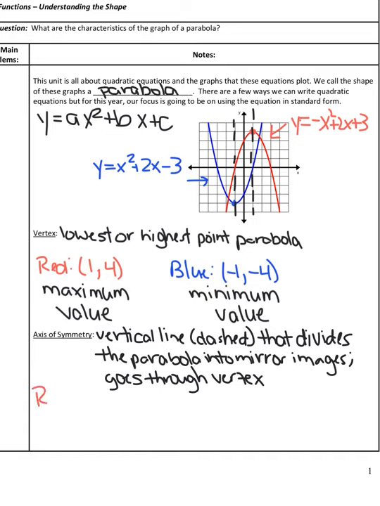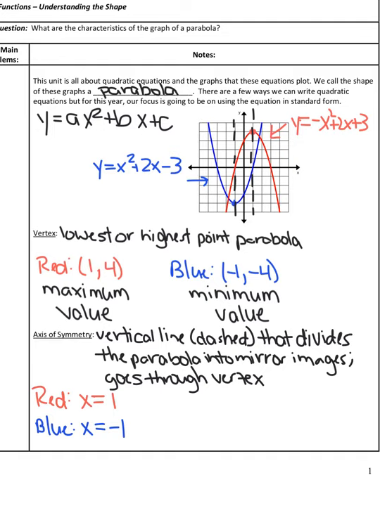So the red one. It is a vertical line, so we need to write the equation of a line. The equation of a vertical line is always x equals wherever that line crosses the x-axis. So that red parabola's axis of symmetry crosses the x-axis at 1. So x equals 1 is the red parabola's axis of symmetry. The blue one, again, the axis of symmetry is not a number, it is a line. So you need to write the equation of a line. So it's x equals, in this case, it goes through -1.